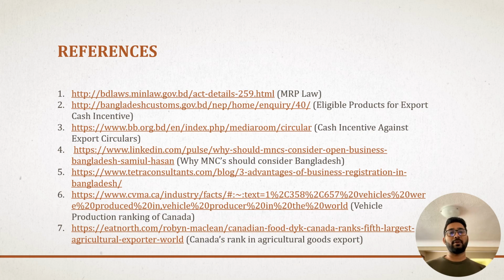And there are a few references by which I described these rules. The first one describes the MRP law in Bangladesh. The second one, eligible products for export cash incentive subsidies from the government. The fourth one is why MNCs should consider Bangladesh as their new venture, the sixth one is the vehicle production ranking of Bangladesh, and the last one is Canada's rank in agricultural products.